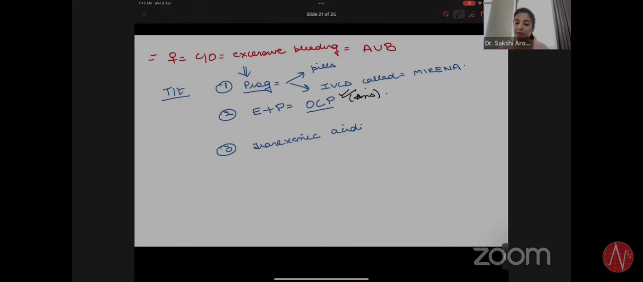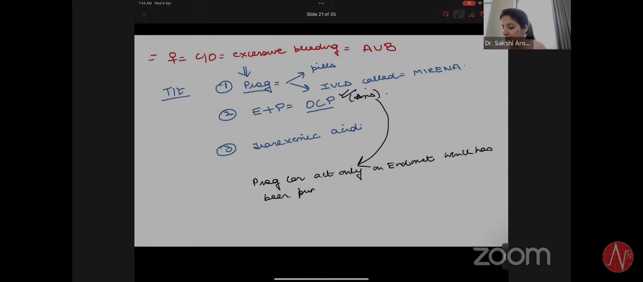oral combined pills. Why? Because although progesterone is the hormone which is needed for menstruation and is going to support the endometrium, progesterone can act only on endometrium which has been primed by estrogen. Progesterone can act only on endometrium whose priming estrogen has already done.